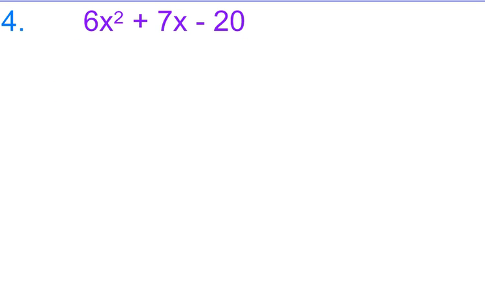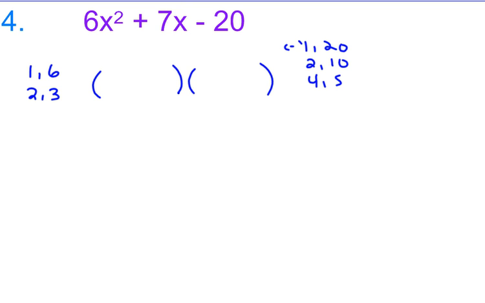Number 4, do I have a greatest common factor? I don't, because I have a 7, and 7's prime. So again, I have a trinomial, 3 terms, so I'm going to make my two parentheses. And I'm going to look at factors of 6. This is different because I actually have some choices here for this one. I could try 1 and 6 or 2 and 3. Then I also have to look at factors of negative 20. So 1 and 20, 2 and 10, 4 and 5. And one of them has to be negative because it's a negative 20.